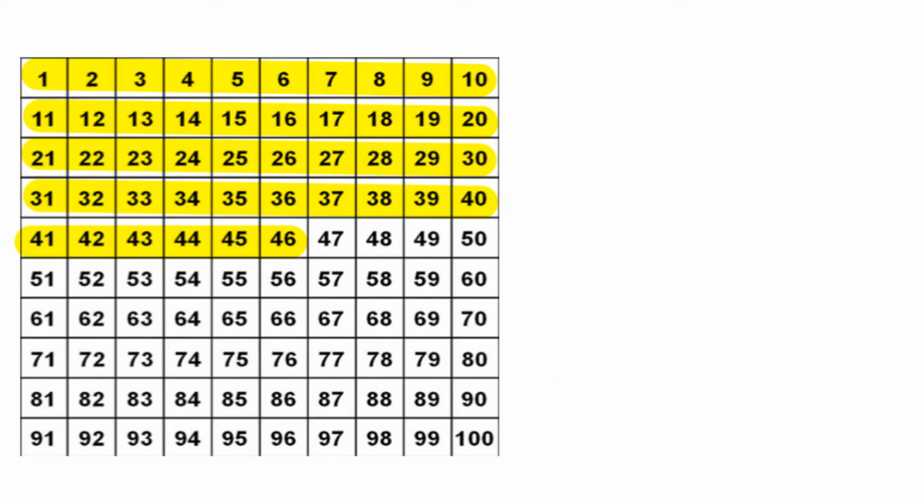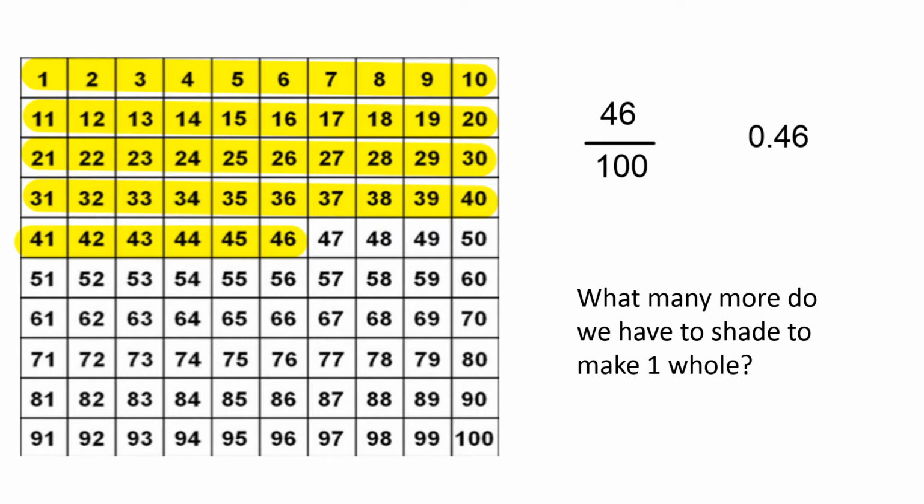We have a 100 grid over here. How many are shaded? We have 46 hundredths that are shaded because it's 46 out of 100. So this is how it would be written as a fraction, and as a decimal it would be 0.46. So how many more do we have to shade to make one whole? How would you figure this out? Pause and have a think.